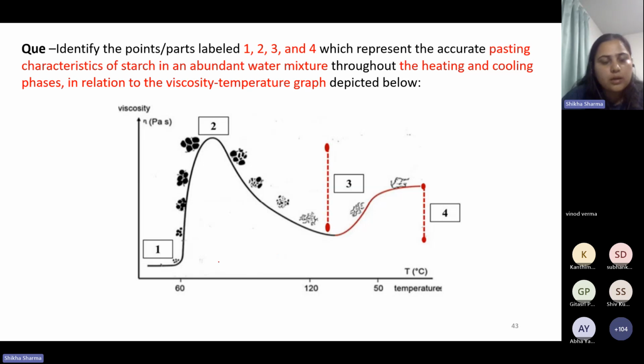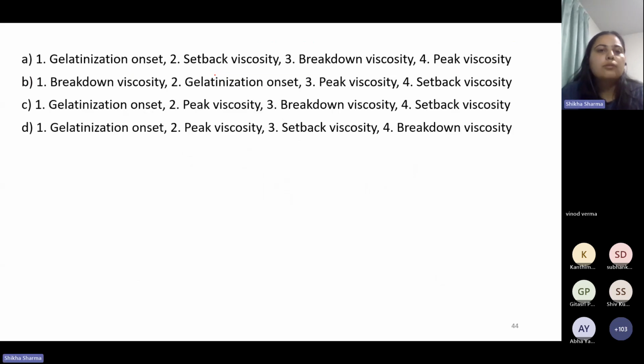So this is the graph where the y-axis is the viscosity and the x-axis is the temperature, and there are points 1, 2, 3, 4. It tells about the pasting characteristic of the starch in an abundant water mixture throughout the heating and the cooling phase. When we change the temperature, how does the viscosity change in a starch water mixture? So here are the different points, 1, 2, 3, 4. What are these points called?